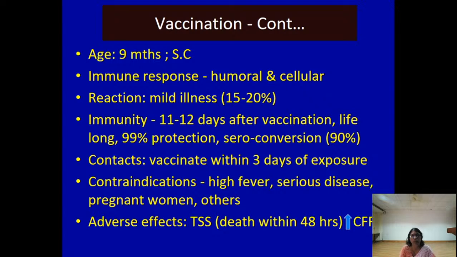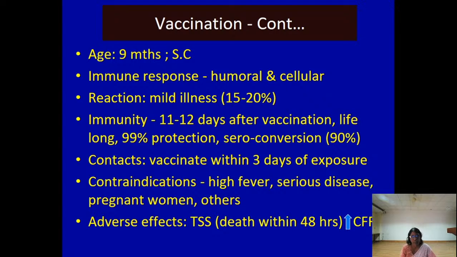The immune response, which you all learnt in your microbiology, is both humoral as well as cellular. Reactions after the vaccine are very mild. Mild illness occurs in up to 20% of them. Immunity can be measured 12 days after vaccination. It's a lifelong protection. 99% of them are protected, and there is a seroconversion rate of 90%. 99 and 90 are very good figures. Don't you all think so?